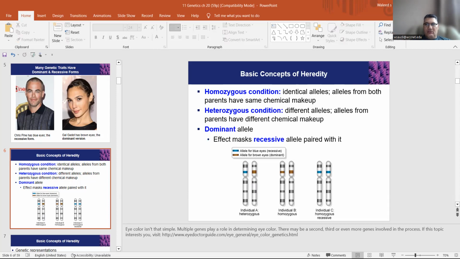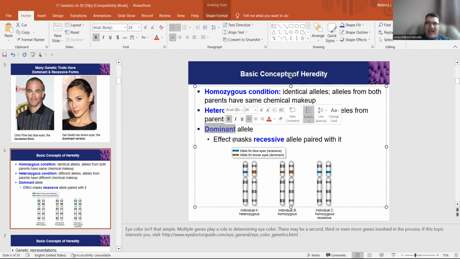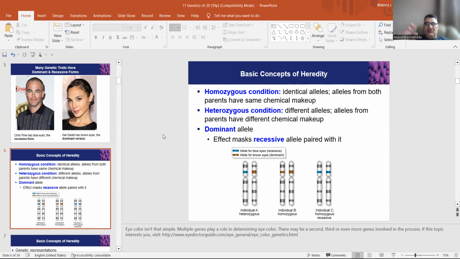The one that's coming from the mom can be the same, like the allele coming from the mom is for blue eye and the allele coming from the dad is for blue eye. Okay, this is homozygous. What if the allele coming from the mom is for brown, and the allele coming from the dad is for blue? This is heterozygous, and the result is the dominant will take the upper hand. Here it is, the dominant allele masks the recessive allele. So black and blue, black, definitely black. This person will have black eye, for example.